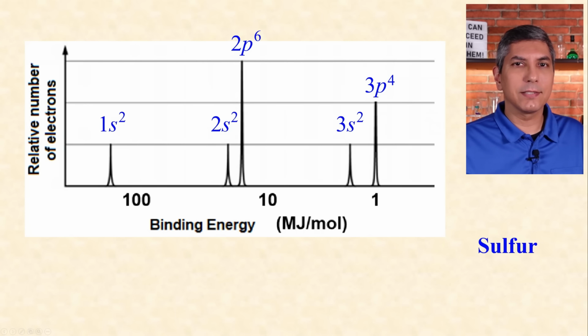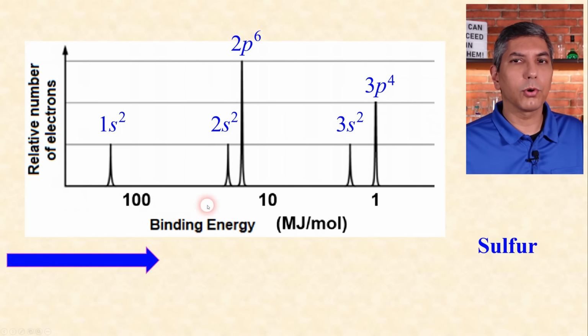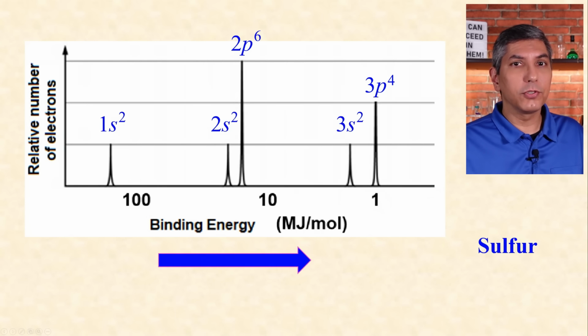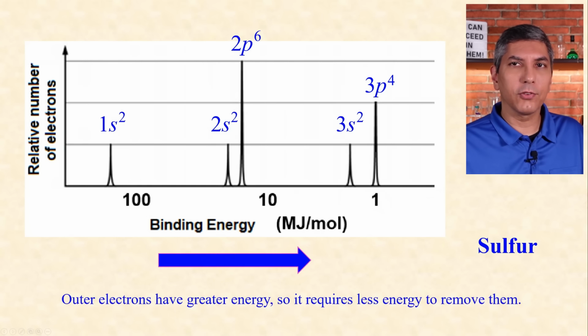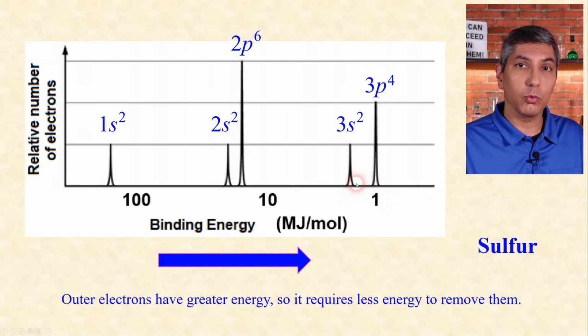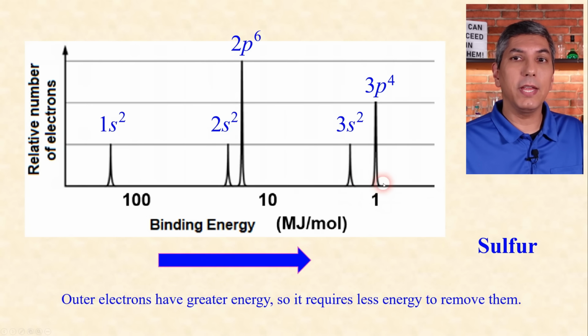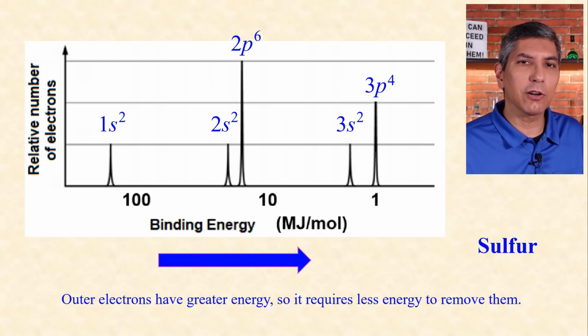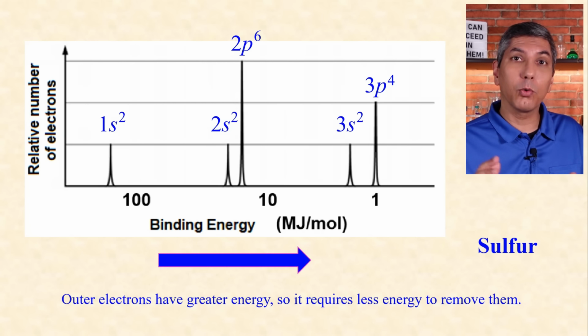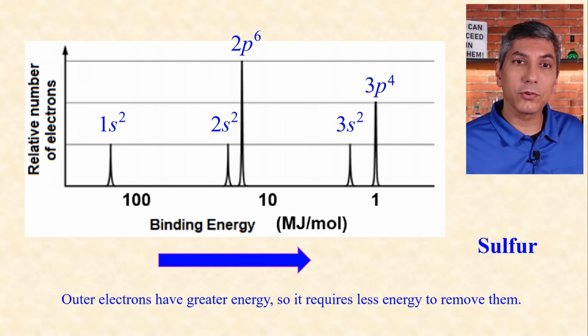Now the x-axis shows us that the binding energy gets lower as you move toward the right. This shows us that these outermost electrons like 3s and 3p, which we call valence electrons, are the easiest to remove since they're bound to the atom with the least energy. That makes sense because the outermost electrons in an atom have the greatest amount of energy, so it requires less energy to remove them.